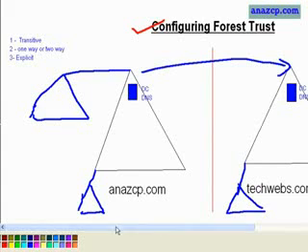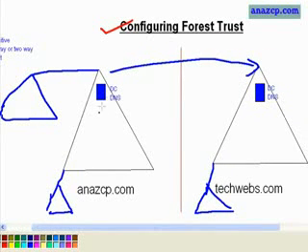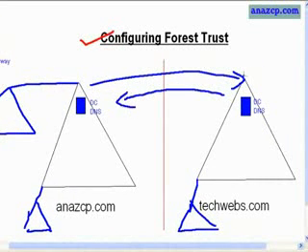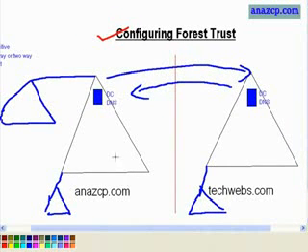And one way or two way means I can configure a one-way trust, or I can configure a two-way trust. In case of one-way trust going this way, that means this domain is the trusting domain and this domain is the trusted domain, and a user in the trusted domain can access resources in the trusting domain. And if the trust is going two-way, users in this domain and users in this domain can access it.